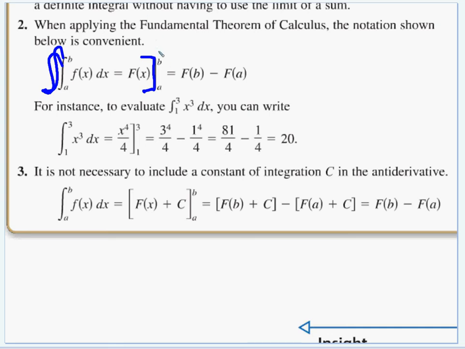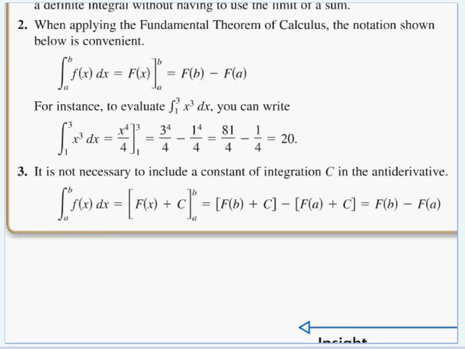Now b is sort of like a diving board, and b's on top, so b jumps into the pool first. So that becomes this capital F of b. The fundamental theorem always has a minus in here, and then the lower limit gets its turn to jump into the pool, F of a. So we evaluate the upper limit in the antiderivative, giving us this value here, minus we put the lower limit through our antiderivative, getting this value, and then we just subtract.